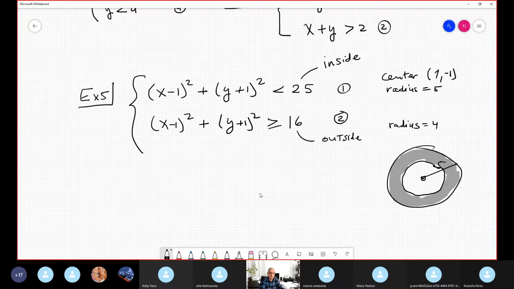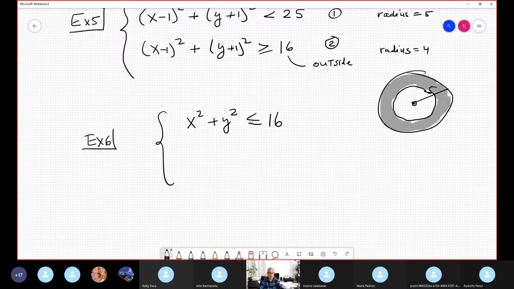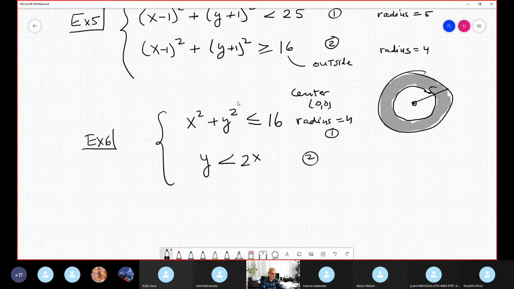Example 6 is x squared plus y squared less than 16. This is a circle, and we want the inside of the circle. The center in this case is the origin, 0,0, and the radius is 4. And this is an exponential function, less than 2 to the x. Wow, it's weird. Inequality number 1, inequality number 2. This is example number 6.